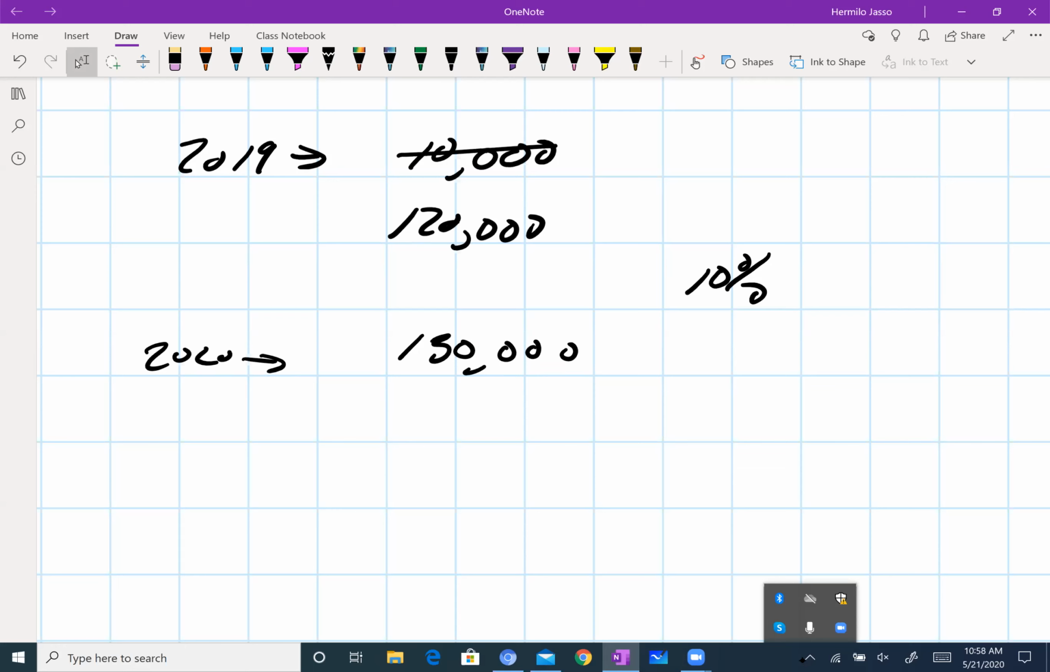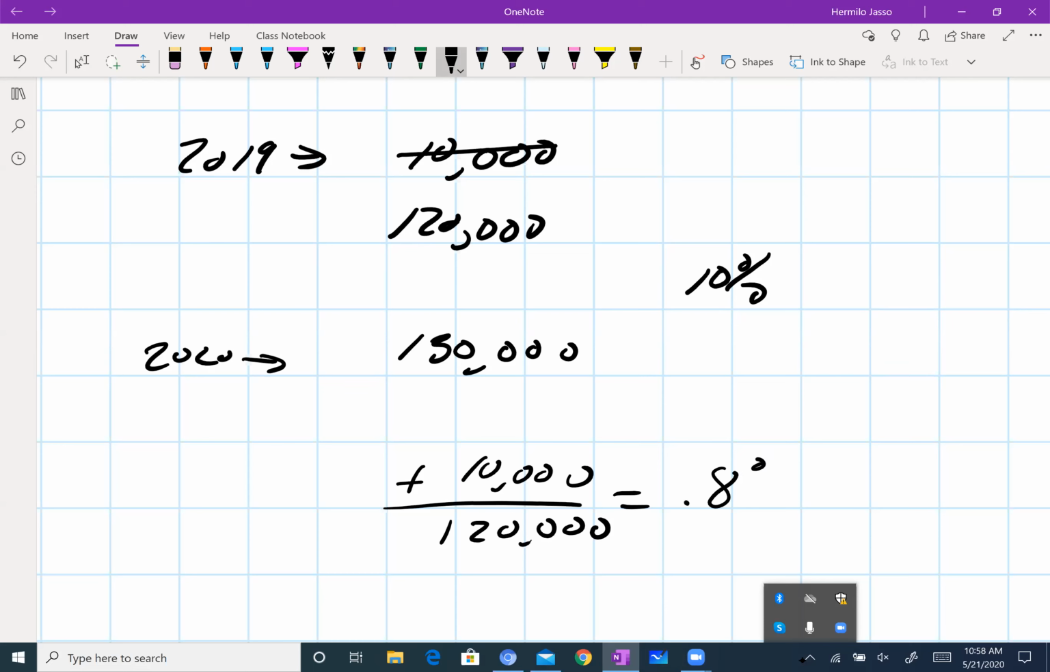But how much did your income go up? Your income went up by 10,000, right? Divided by 120. Somebody has a calculator? 10 divided by 120,000? That's about 8% increase in the income. Okay, your income went up by 8%.